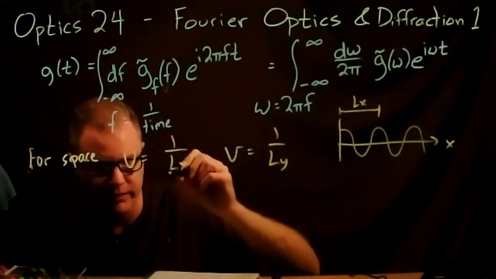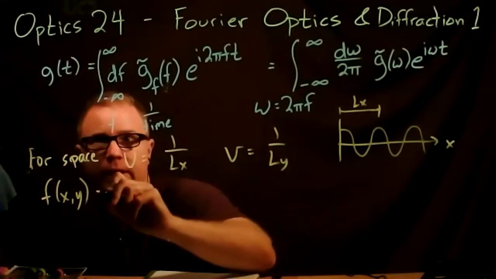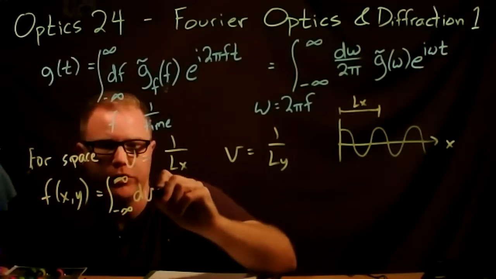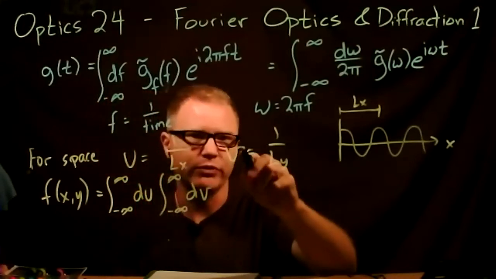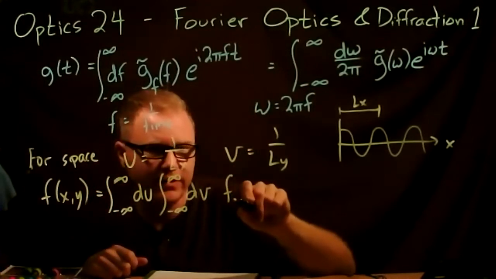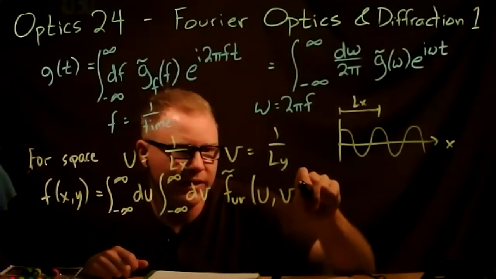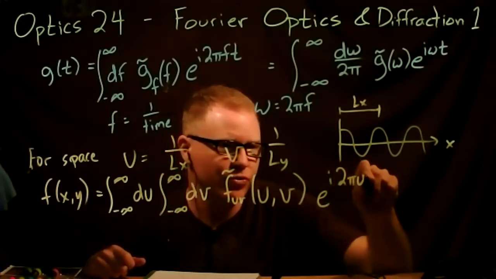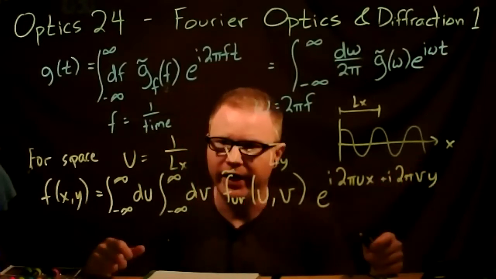So if we were to write a generic function f of x and y, dealing with space, I'll start with 2D. The equivalent of this would be an integral from minus infinity to infinity over all of the u spatial frequencies, an integral from minus infinity to infinity over all of the v spatial frequencies, the spatial frequencies in the y direction, and some weight, which I'll call F tilde UV of u comma v, e to the i 2 pi u x plus i 2 pi v y.